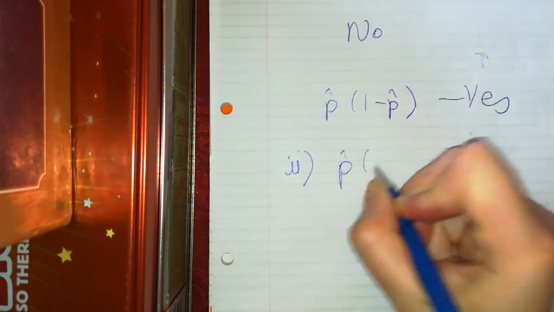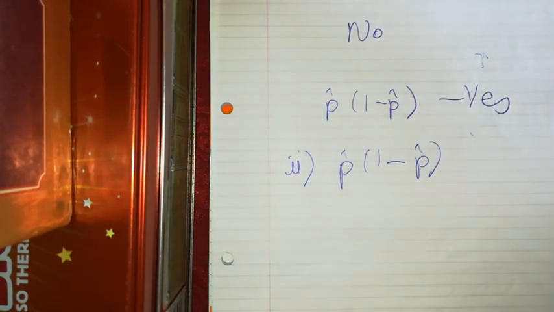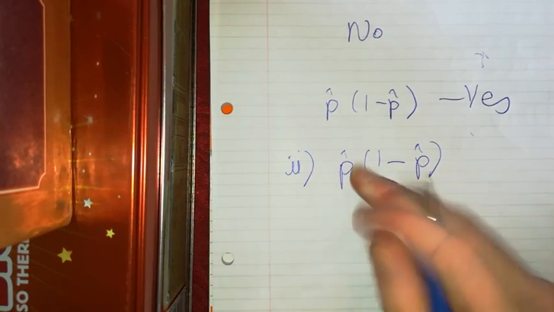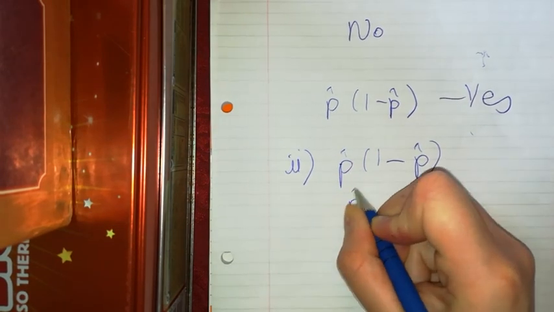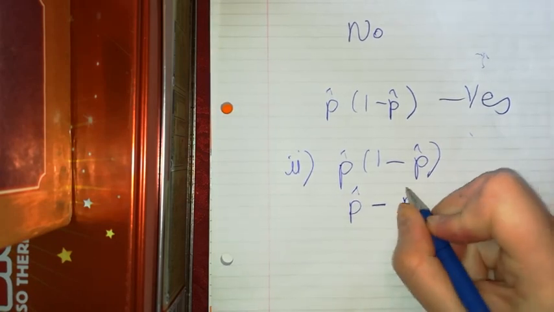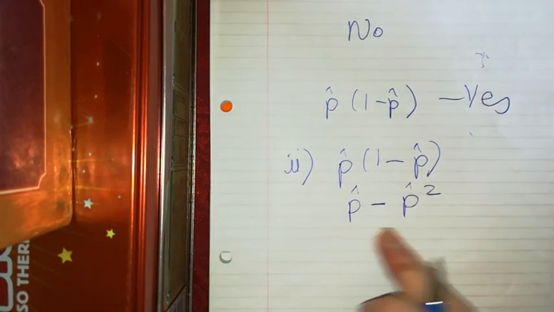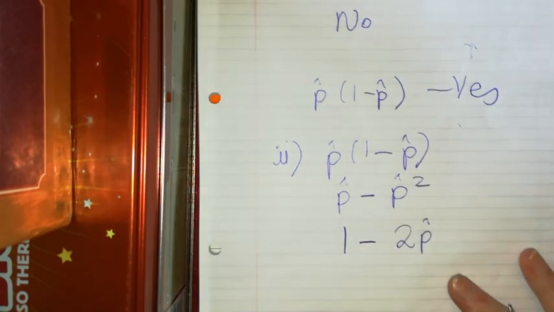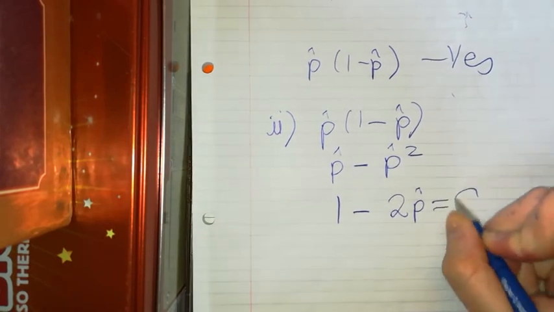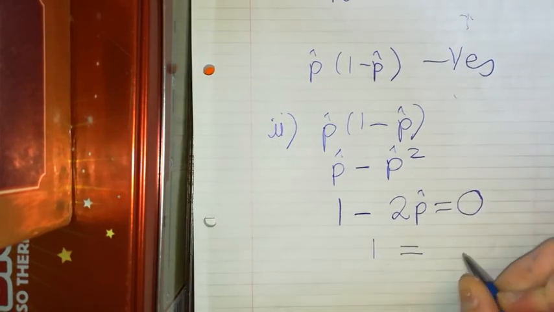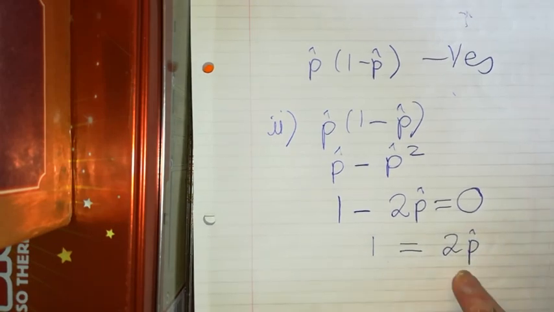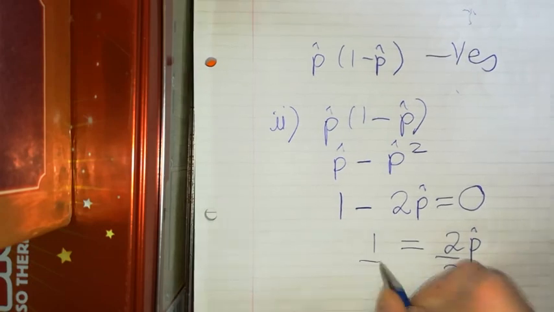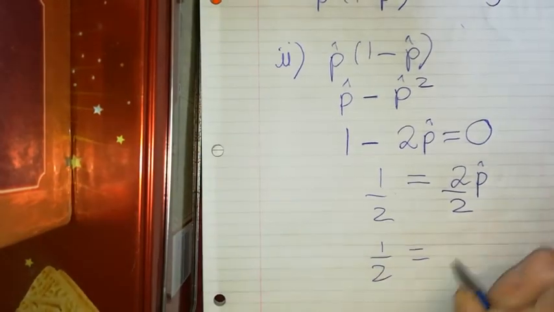And then for the next part, it says, using calculus or otherwise, find the maximum value of p(1 minus p). So we want to differentiate this in terms of p hat. So I'm going to first multiply it out: p hat minus p hat squared. If I differentiate this in terms of p, this is going to be 1 minus 2p hat. But to get the maximum value, I have to let it equal 0. So 1 is equal to 2p hat. To get p by itself, I divide both sides by 2, so I get a half is equal to p.